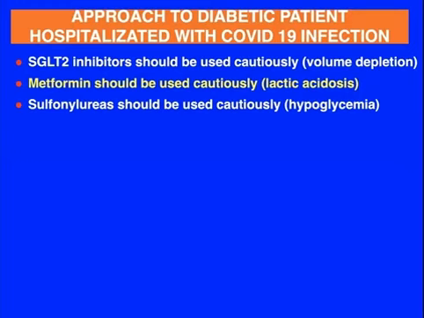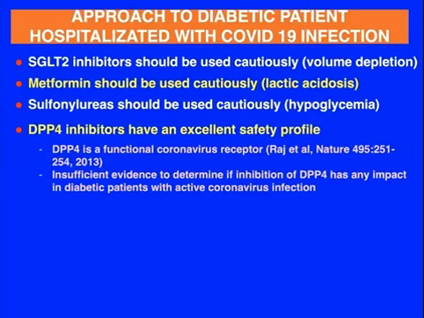Sulfonylureas, well, I don't use them, period, so it's not going to be a problem in my practice, but they're usually worldwide the second-line drug to metformin. Here, the major issue is going to be hypoglycemia, and particularly if these people are getting GI symptoms, they may not be taking in food. Hypoglycemia could be a problem. Now, DPP-4 inhibitors and GLP-1 receptor agonists are safe and can be used, in my opinion.